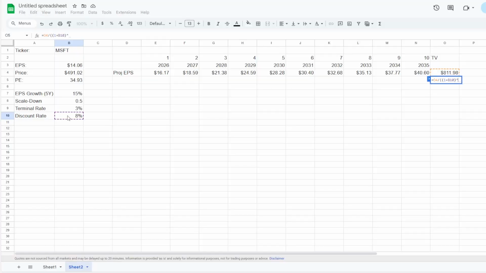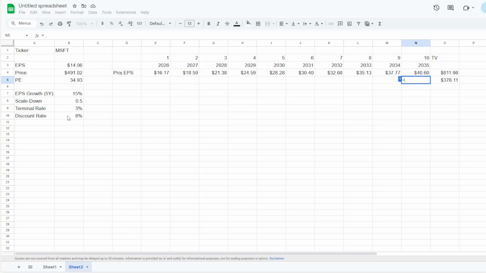And I'm going to raise that to the 10th power because we're going 10 years out into the future. Okay, so in the future, it's $811.98, but today that is worth $376.11. Okay, so that's what I'm going to do for years 10, 9, 8, all the way back through 1.